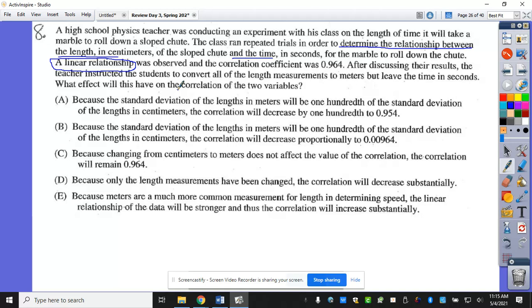It is positive and it is strong. After discussing the results, the teacher instructed the students to convert all of their length measurements to meters, but leave the time in seconds. So my x variable was what? Centimeters? My y variable was time in seconds. They want to switch my x variable to be length in meters. But keep my time in seconds.